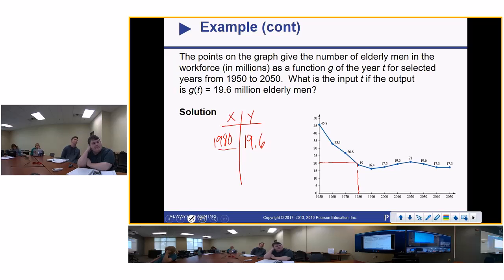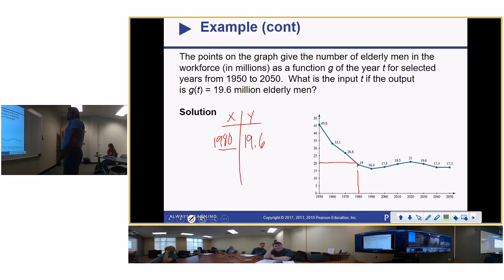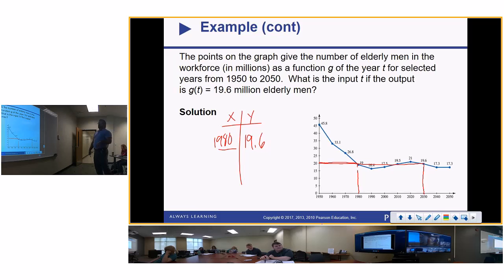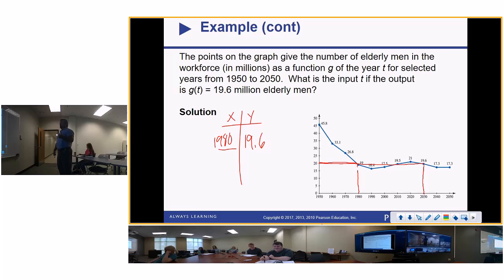That's on the x-axis. Well, there's two that have 19.6. He's talking about the 19.6 on the line. You see the third to the last? Yeah, I see that. But there's two that have 19.6, in 2030 and 1980. But I might need to read the question better. Okay, 1950 to 2000. Looks like there's two if there's not. Let's see what they say.